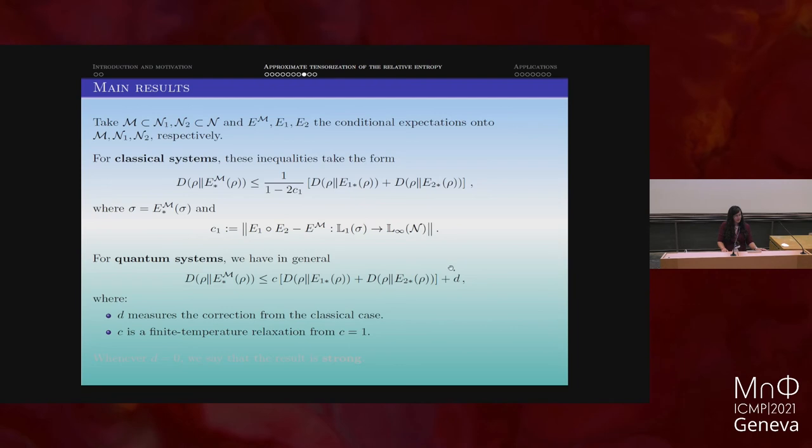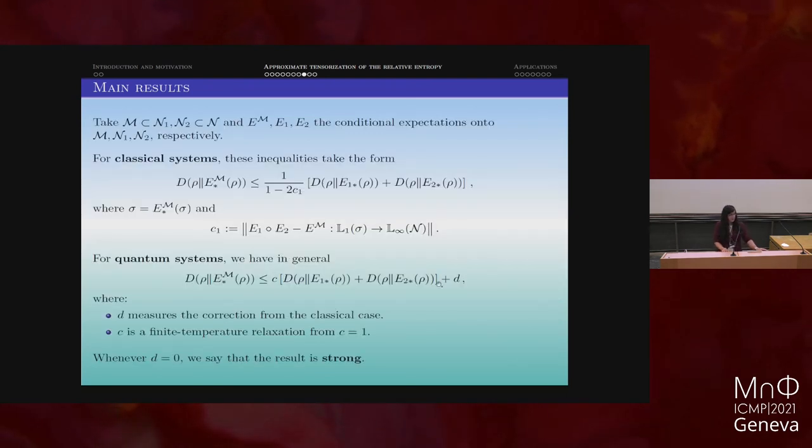So the additive term here is going to measure in some sense how far we are from the classical case. And the multiplicative term is going to be a relaxation from the infinite temperature case, because in the infinite temperature case, in principle, one would have C equals one, one would have tensorization there. So this is why this is like a finite temperature relaxation of that condition.